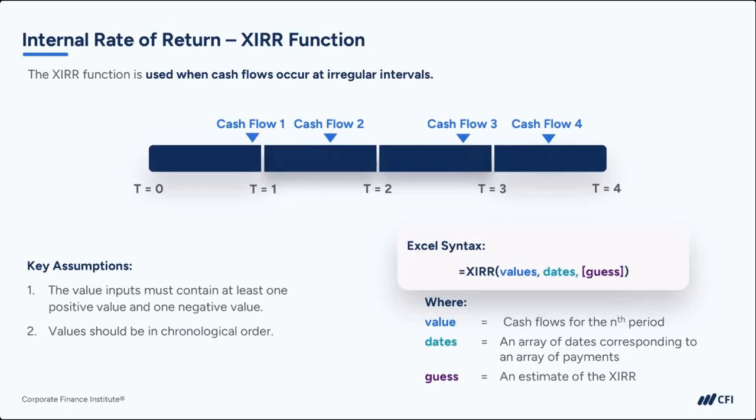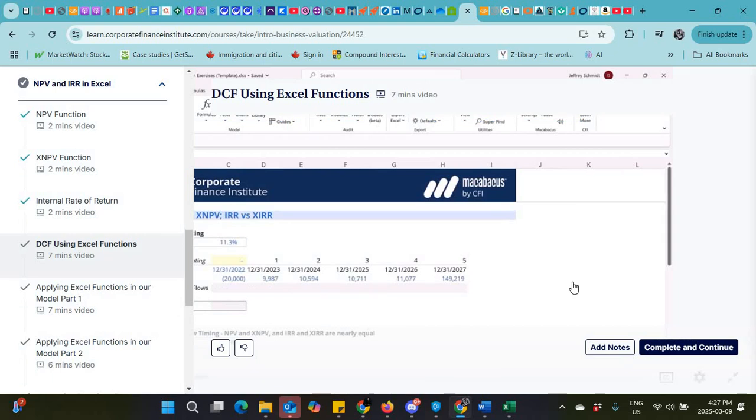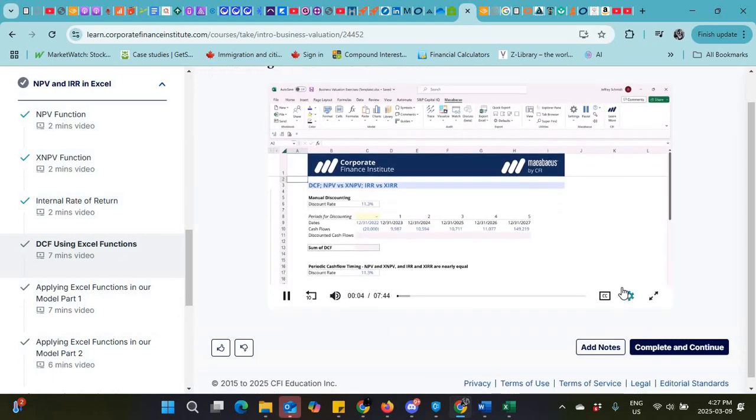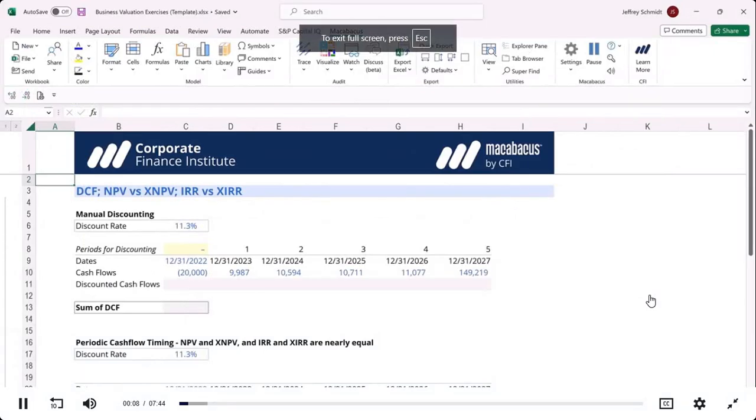The second argument is dates. This is also a required element, and the dates should correspond to the schedule of cash flows. The third and final argument is the guess. Again, this is an optional element. So this exercise is really about using the various NPV and IRR functions.